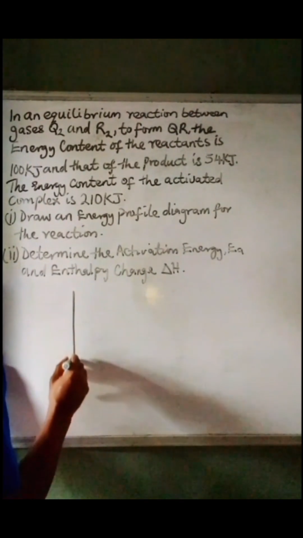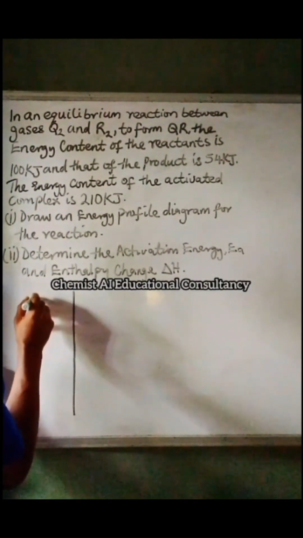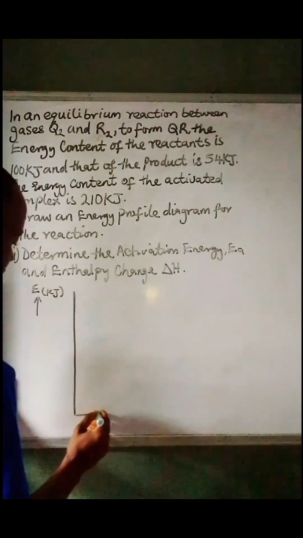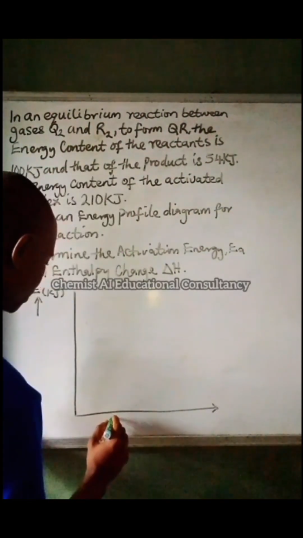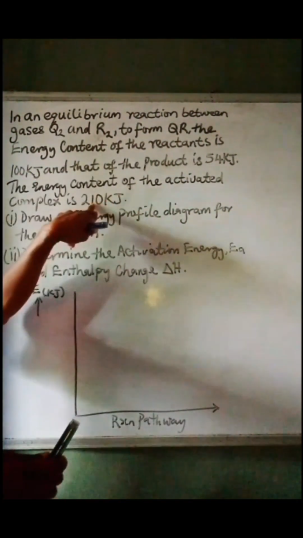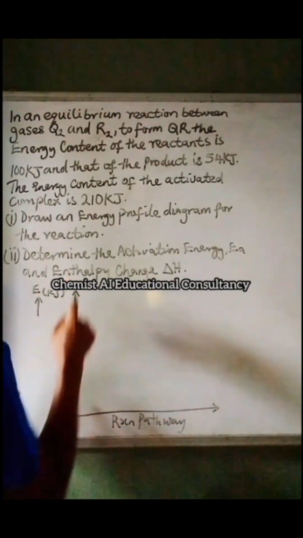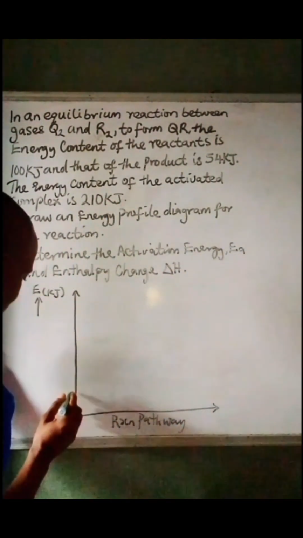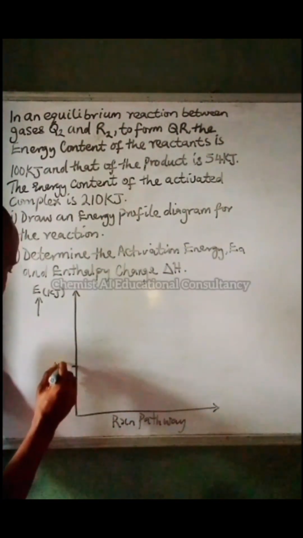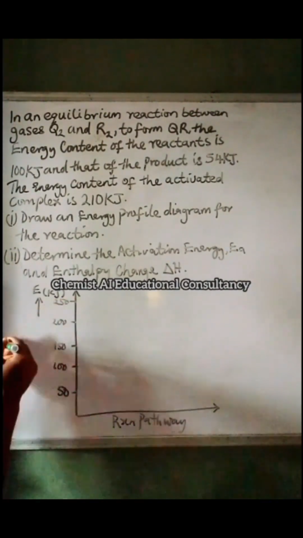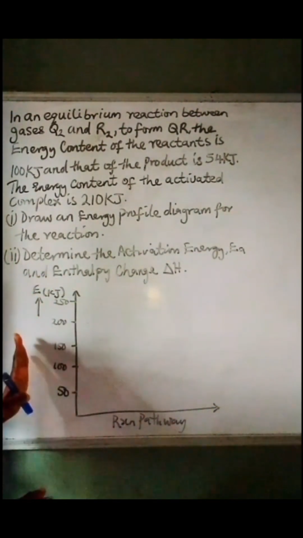The vertical axis of this graph is the energy axis in kilojoule, and the horizontal axis of the graph shows the reaction pathway. Because the highest number here is 210, we have to divide this vertical axis so that it will accommodate 210. We can do 50, 100, 150, 200, 250. You can see 210 is accommodated.